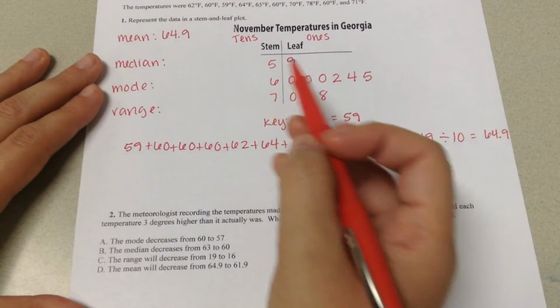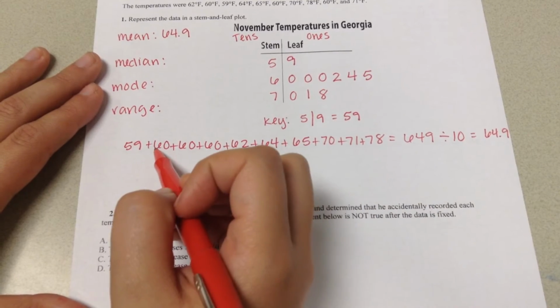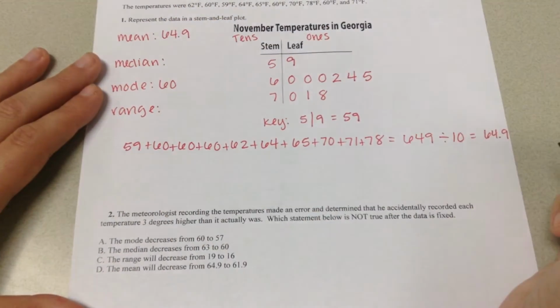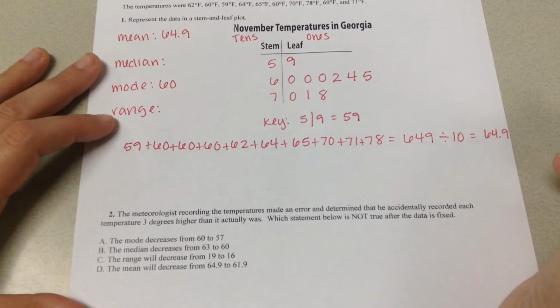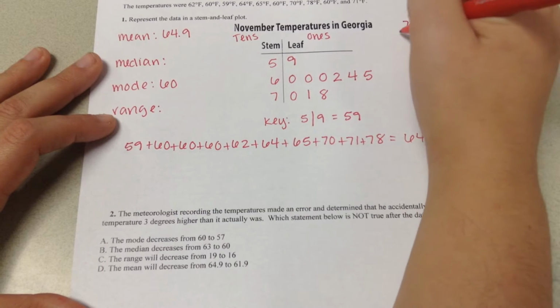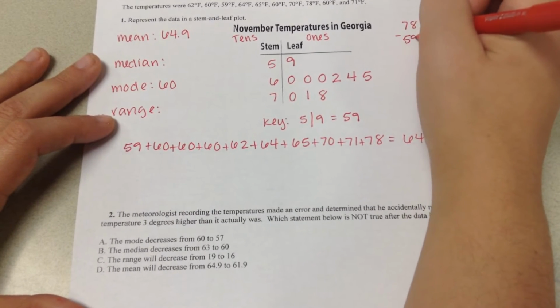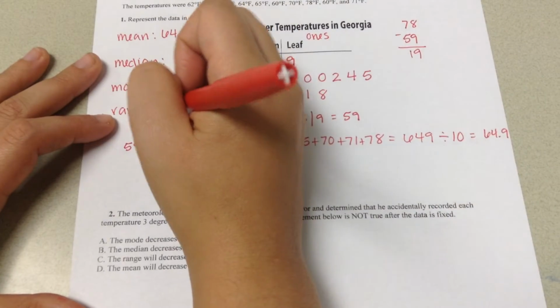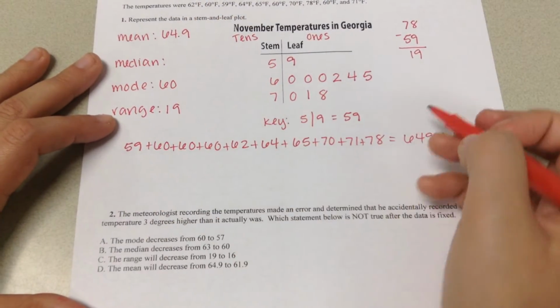Okay. Then I'm going to find the mode. So the mode is the number repeated most often, which is going to be 60. Okay. And then the range, we're going to subtract the highest number, 78, minus the lowest number, which is 59. So I'm going to subtract those, and I'm going to get 19. So that's my range. And then the median, I'm going to cross them out.